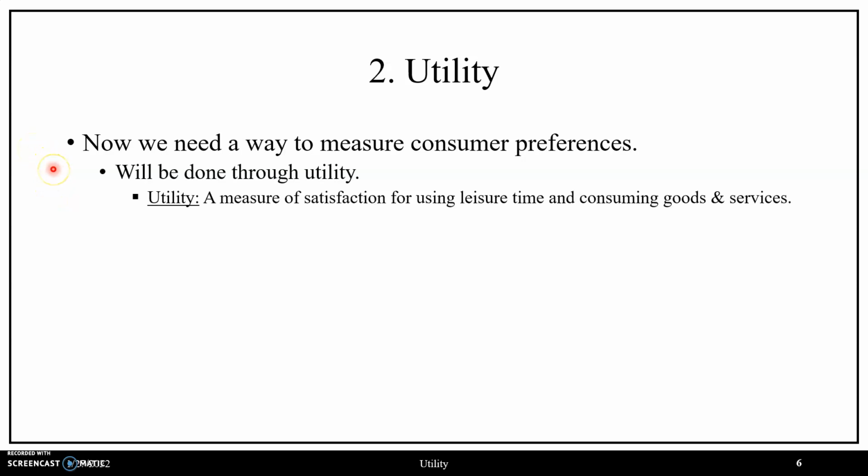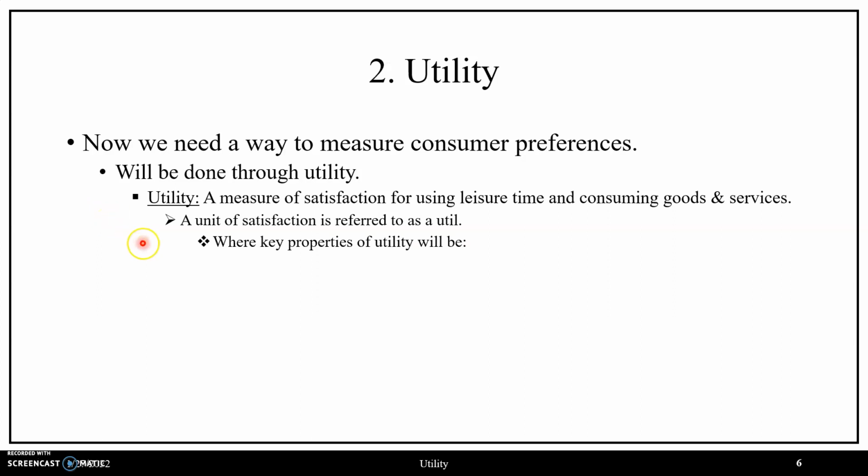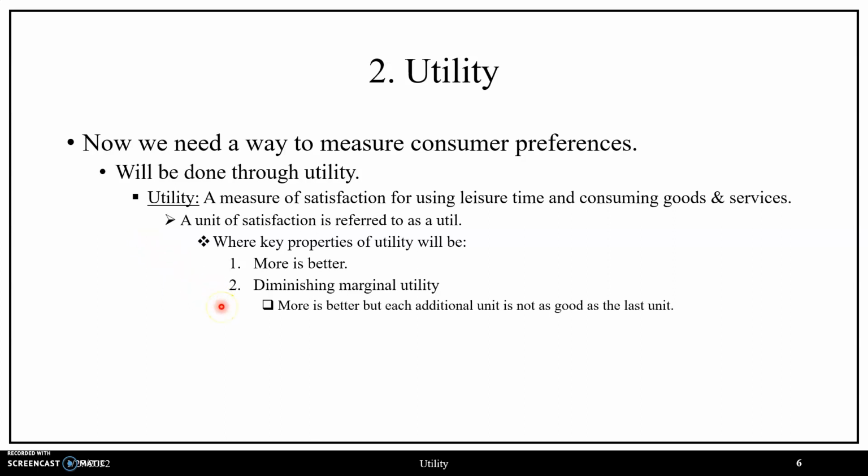This will be done through utility, which is a measure of satisfaction for using leisure time and consuming goods and services, where a unit of satisfaction will be referred to as a util. Some key properties of utility are that more is better, and that there's diminishing marginal utility, or that more is better, but each additional unit of a good is not as good as the last unit of that good.